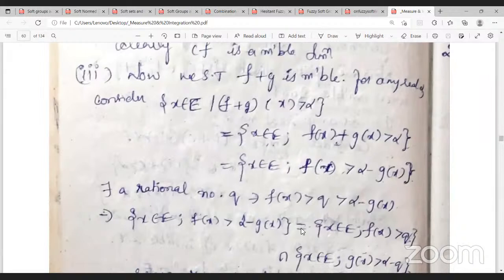Therefore, the set x belongs to E such that f plus g of x greater than alpha equals x belongs to E such that f of x plus g of x greater than alpha, equals x belongs to E such that f of x greater than alpha minus g of x.